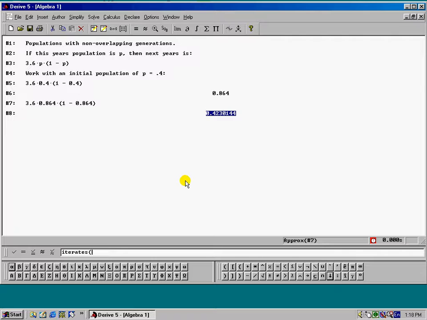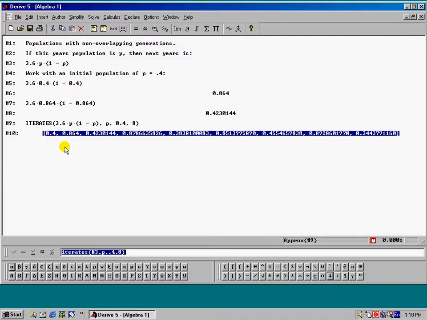Iterates. The expression which provides the iteration for us is the expression in line number 3. What varies is P. As starting point, we used 0.4. And let's say we would like to study the population for the next 8 years. Approximate it, and here you get the initial population, the year after, another year after, one more year later, and so on.